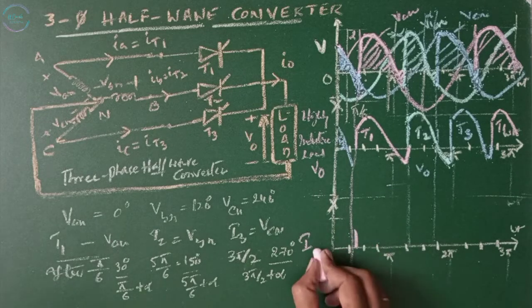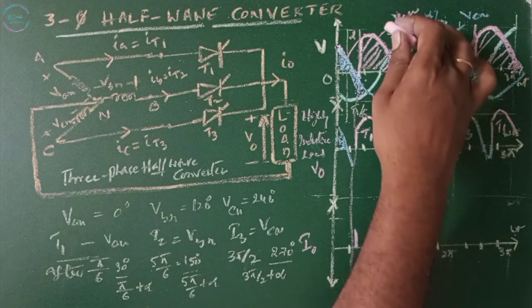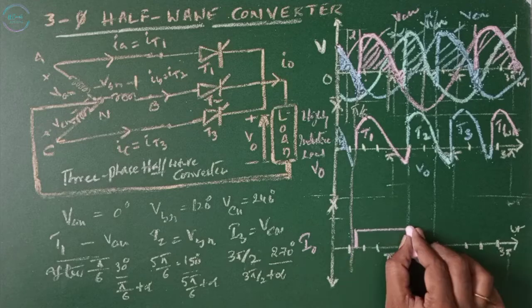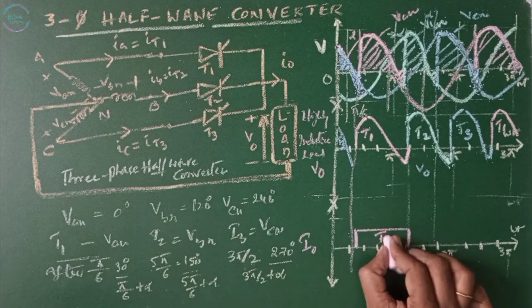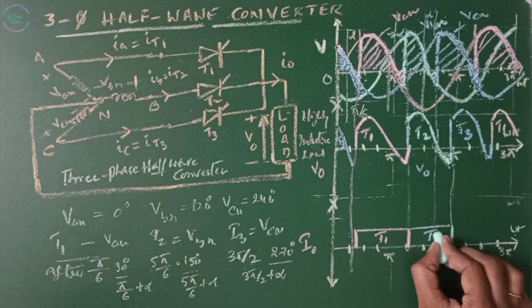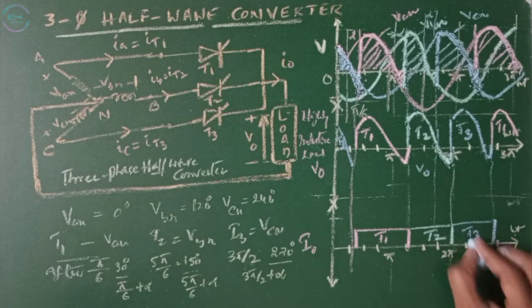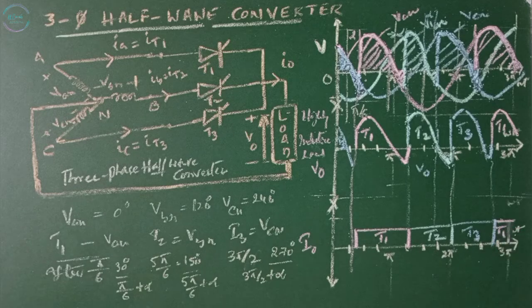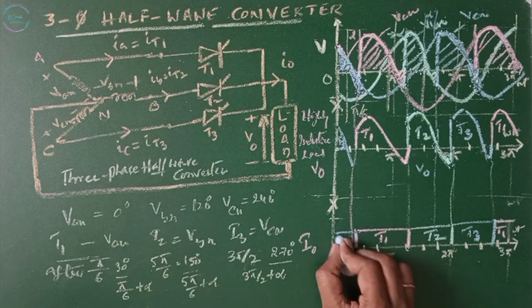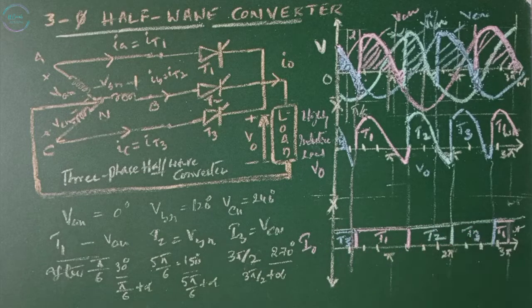The total current is available between pi by 6 plus alpha and the point where the next thyristor turns on. This is due to T1 from here to here. This is due to T2, and here to here this is due to T3, again T1. Before T1, it's T3. From this, we can say the output current is continuous. This is our output current I0.